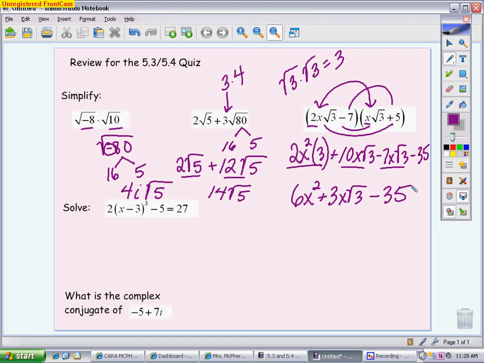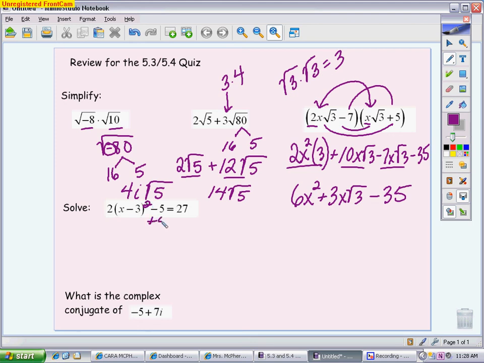For the solving, we had a lot of different solving. We have a previous video that reviews a lot. I just want to do one more with you. We want to isolate what is being squared. Oh, I have a typo in here. This should be a 2. It should be 2 times (x minus 3) squared minus 5 equals 27.